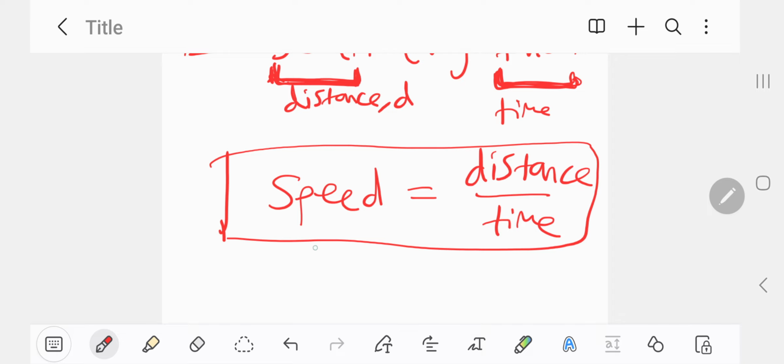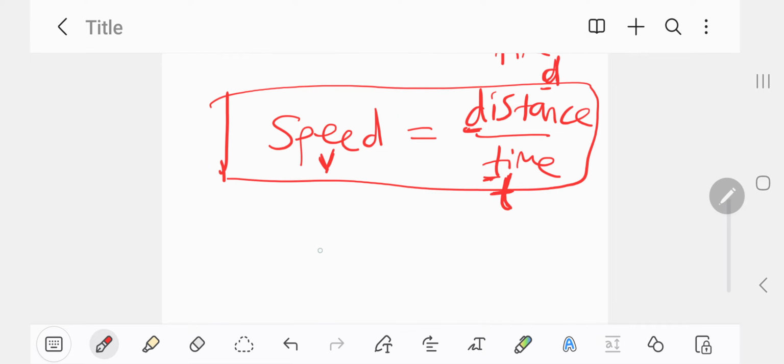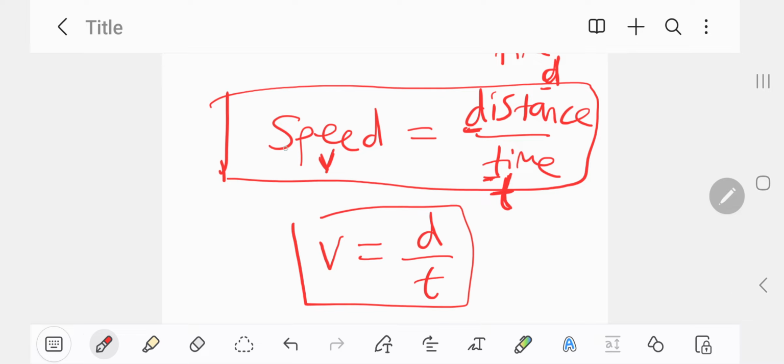Speed is given the symbol V, not S. We use symbols in physics and maths to make things easy. We don't like to write sentences and paragraphs, just symbols. Distance has the symbol D, first letter of distance. Time, T, lowercase t. So in other words, mathematically, V is equal to D over T. So that's this expression here reduced to this thing here. It's much simpler. It's just quicker to write.